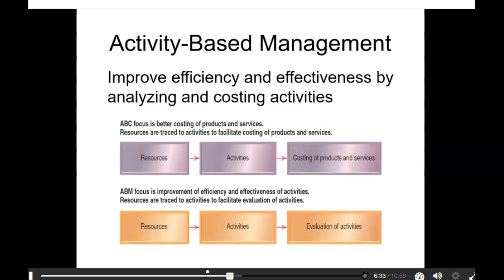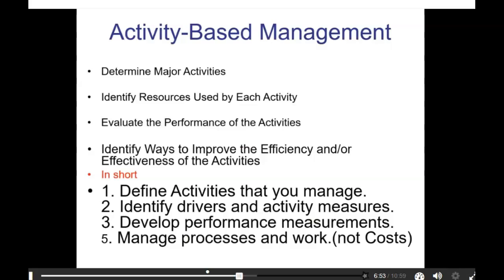In activity-based management, the focus here is to improve the efficiency and the effectiveness of activities. Resources are traced to activities to facilitate the evaluation of those activities. And of course, you then focus as a manager on the non-value activities. Again, in summary, activity-based management: determine the major activities, identify the resources consumed by these activities, and identify ways to improve the efficiency and/or effectiveness of the activity.